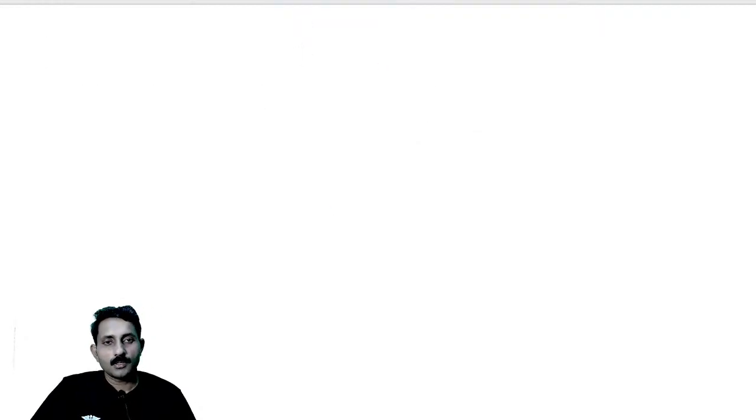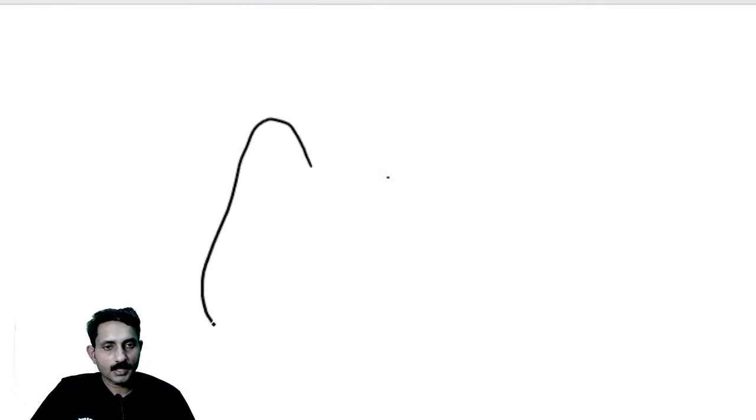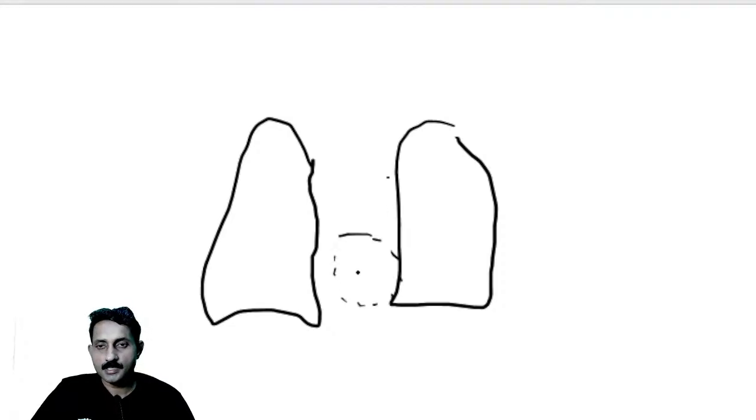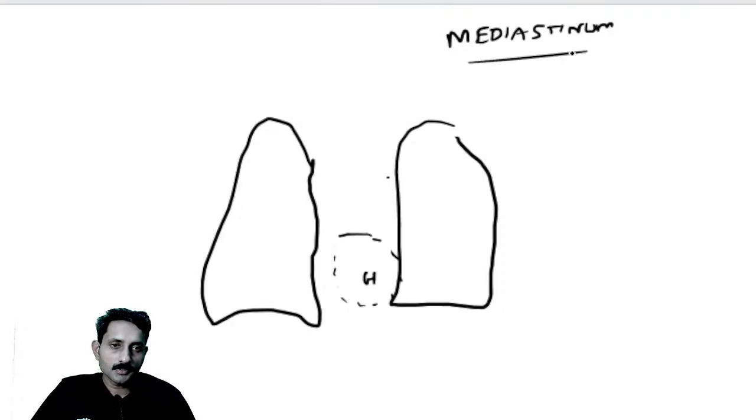Now we have the lungs here. We have a right lung here, and then a left lung here. Between the two, there is a space. This is where the heart is. So the heart is lying in a space between the two lungs. This entire space is called mediastinum. Got this point? Mediastinum is nothing but a septum. It's not a space; the septum between the two is called mediastinum. Middle space, it means middle space.